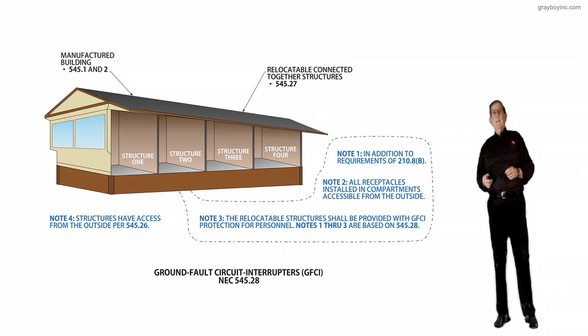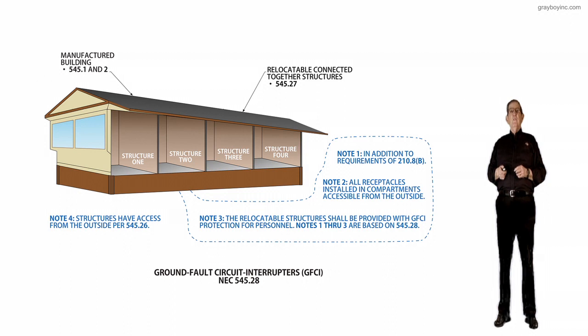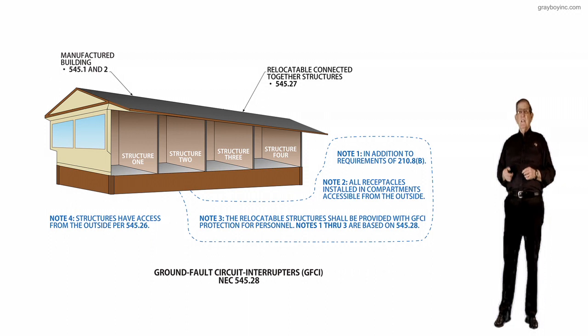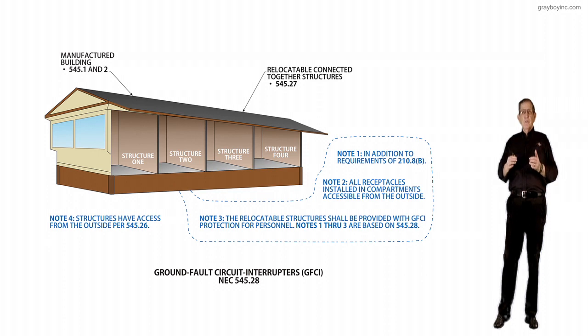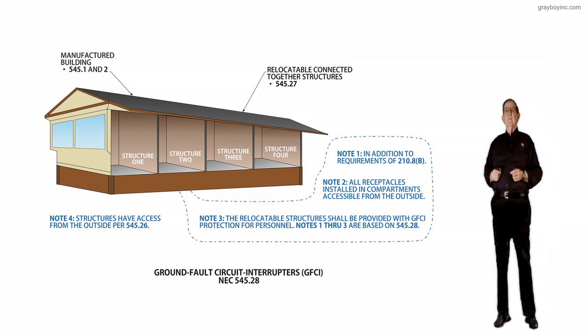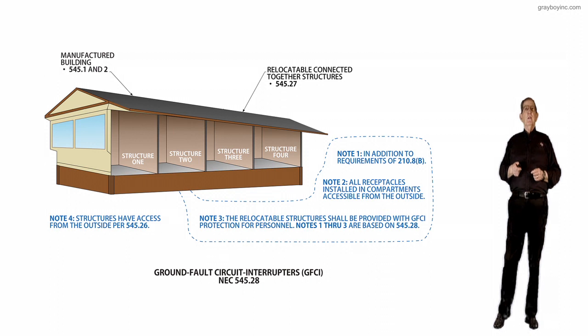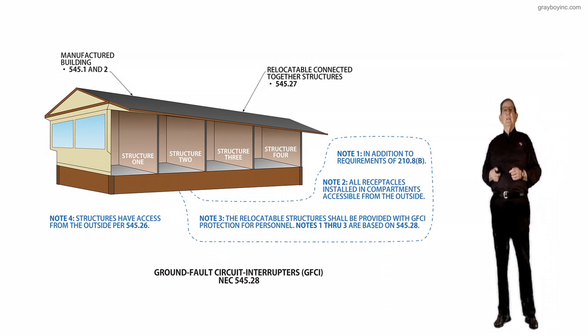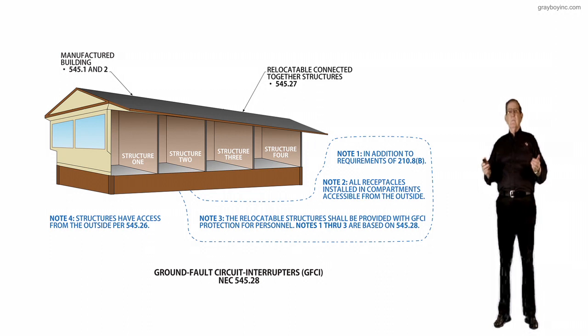relocated. Now, notice we just have a structure building here, and notice we would have a structure 1, 2, 3, or 4 that would be connected together to really produce and form a structure. And then notice you can relocate it. It's connected together as structures. And it's a manufactured type building in compliance with 545.1 and 2, and then 540.27 addresses where they can be connected together.